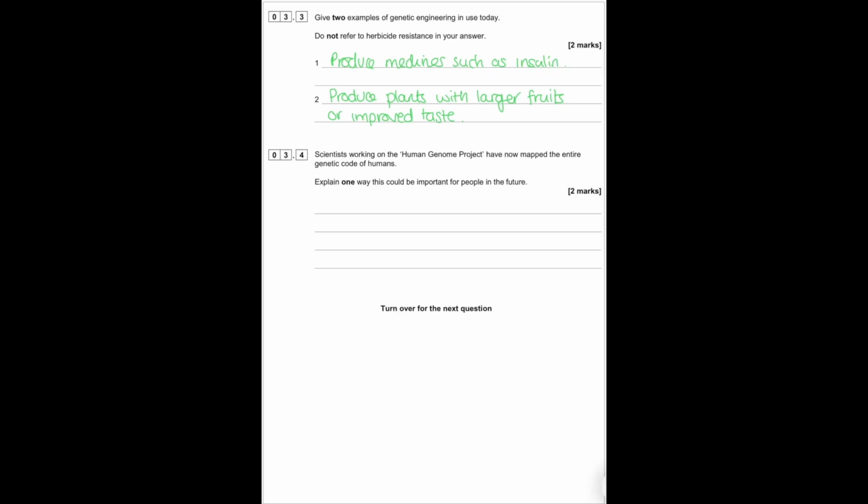Scientists working on the Human Genome Project have now mapped the entire genetic code of humans. Explain one way in which this could be important to people in the future. So, one way could be that we could identify the genes which lead to certain diseases, and if we can identify those genes, we can do work on prevention of those diseases.